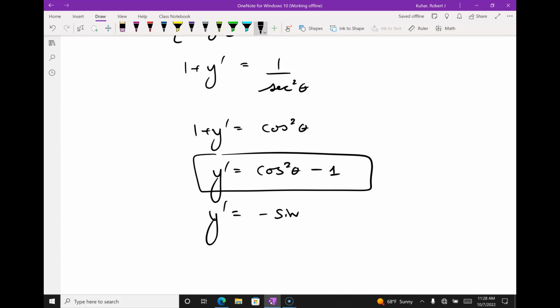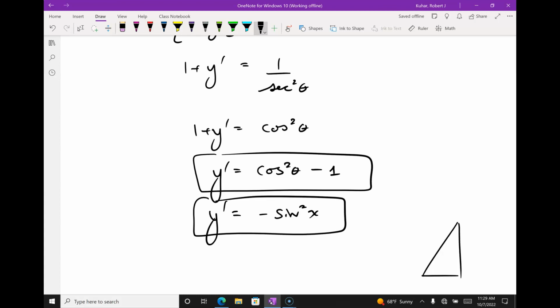Almost negative sine squared, right? Because 1 minus cos squared is sine squared, right? So this is the opposite of that. This is a better answer, but again, I want the answer in terms of x. So I'm going back to my triangle now.